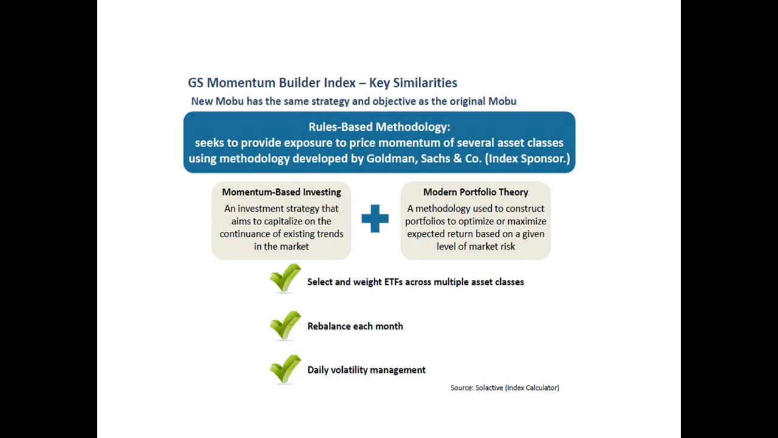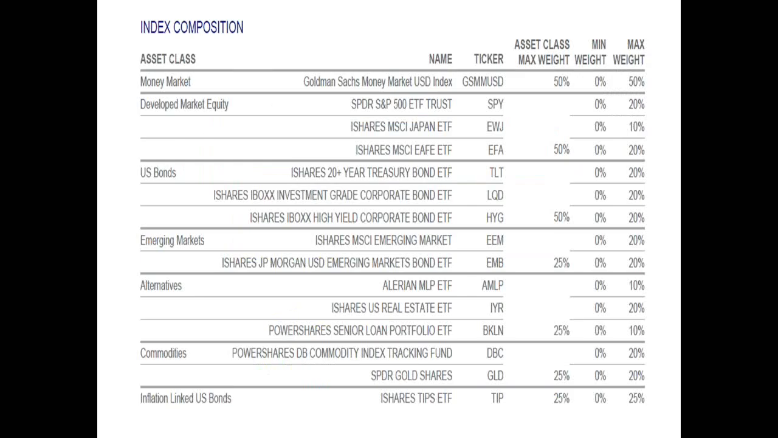Whether it's up or down, you take advantage of that trend. That's momentum-based investing. And it combines momentum-based theory with modern portfolio theory, which we know has been around since Dr. Markowitz invented it a number of years ago. Combining these two mathematically based systems, what the CD does is select and weight different ETFs across multiple asset classes, and then once again, it's a dynamic index, the next generation. It rebalances every month based on economic trends, and it's managed for volatility on a daily basis.